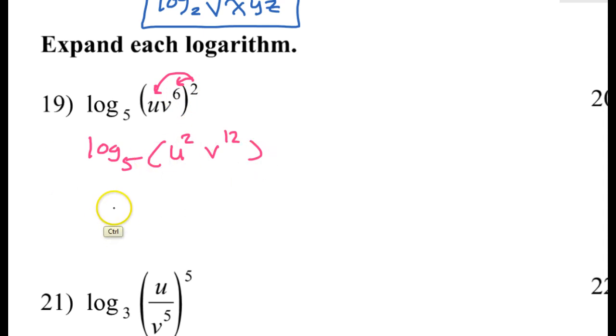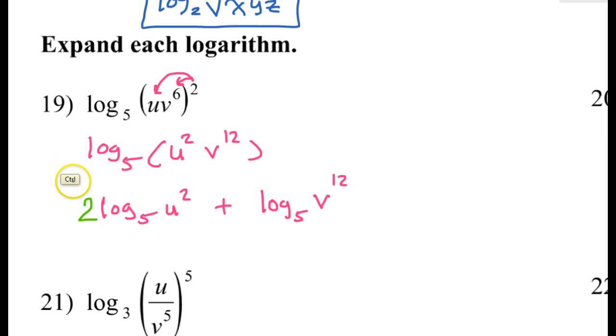So now when you expand this, this will expand as the sum. So this would be log base 5 of u squared plus log base 5 of v to the 12th power. But of course, we're going to put these exponents in the front. So this 2 is going to wind up here. And you really could skip this step and just go straight to putting the exponents in the front. So then this 12 is going to end up here. So this should be the answer to number 19.